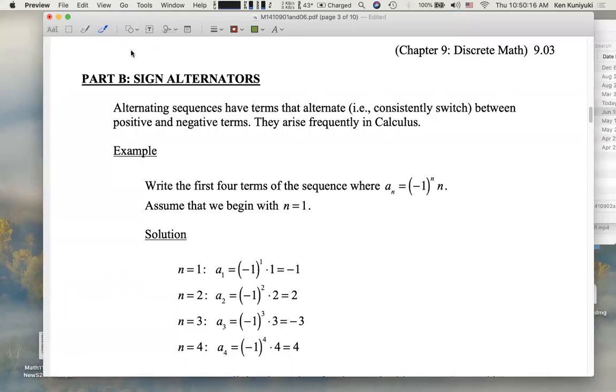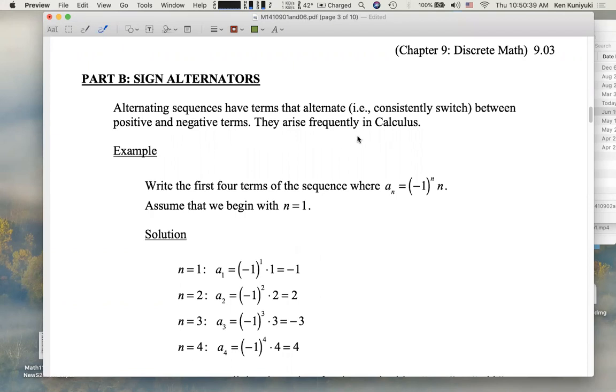Hi, everyone. You may well not have seen these before, but you're going to see these a lot in Calculus 2, Math 151: sign alternators. Let's say that you have a sequence that alternates between positive and negative. Then what pieces will we find? Alternating sequences have terms that alternate, that is, they consistently switch between positive and negative terms.